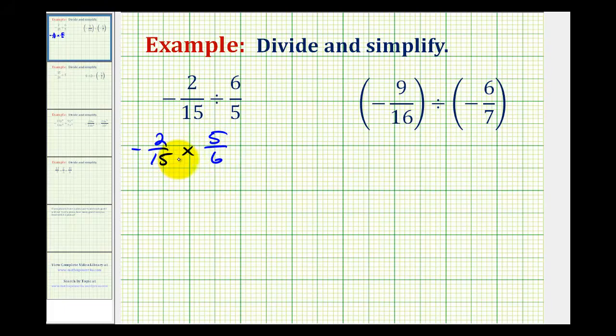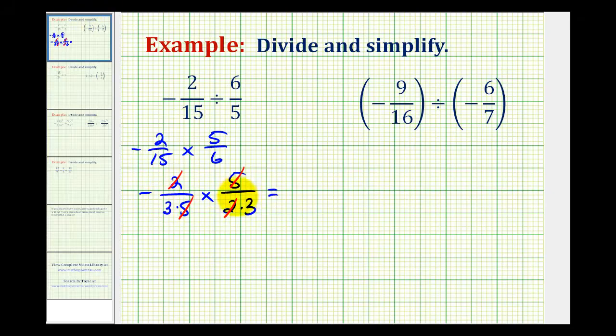And probably the easiest way to identify all of the common factors is to write all the numerators and denominators in prime factored form. And since 2 is prime, we'll have negative 2 all over the prime factorization of 15, which is 3 times 5, times 5 is prime. The prime factorization of 6 would be 2 times 3. So now notice we have a 2 in the numerator and a 2 in the denominator, which will simplify to 1. We also have a 5 here and a 5 here that simplifies to 1. So now this product will be in simplest form.